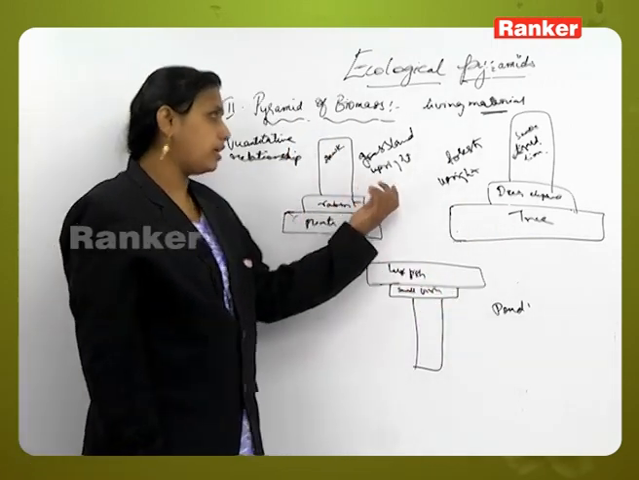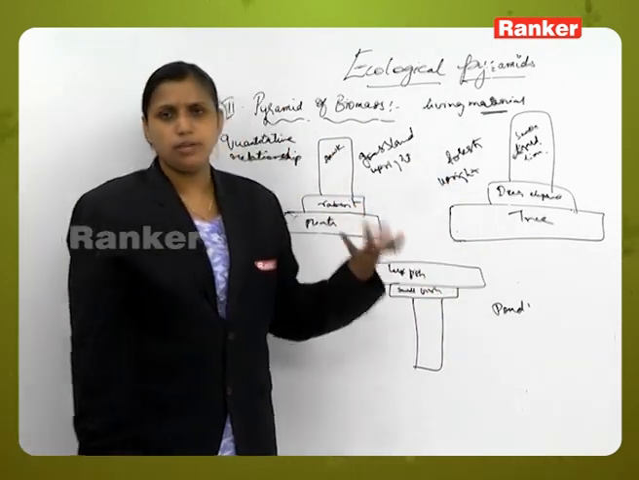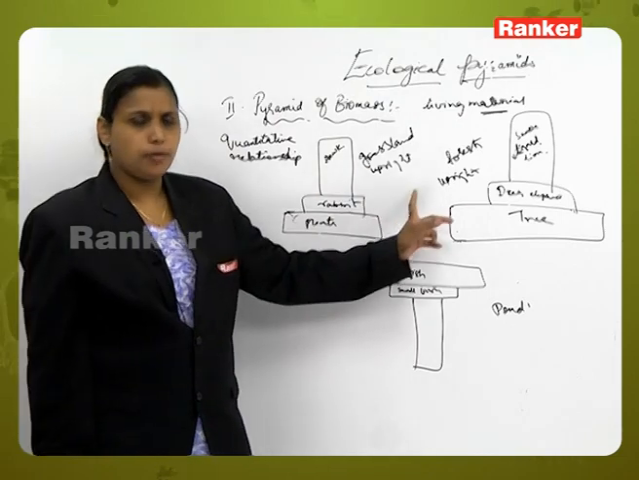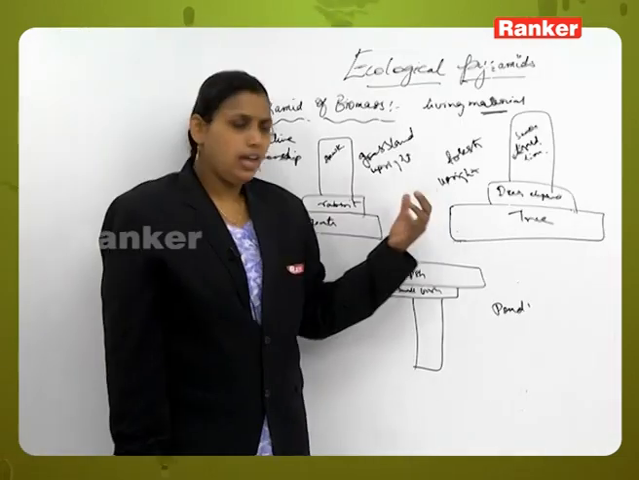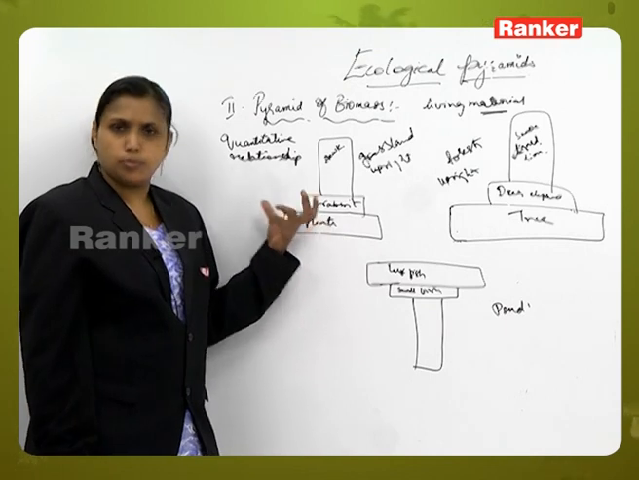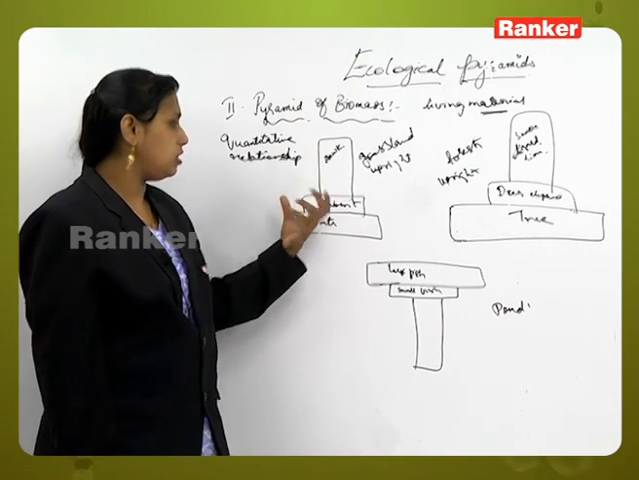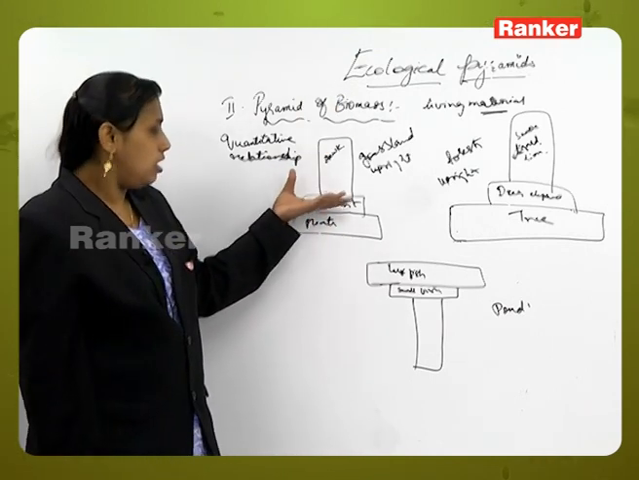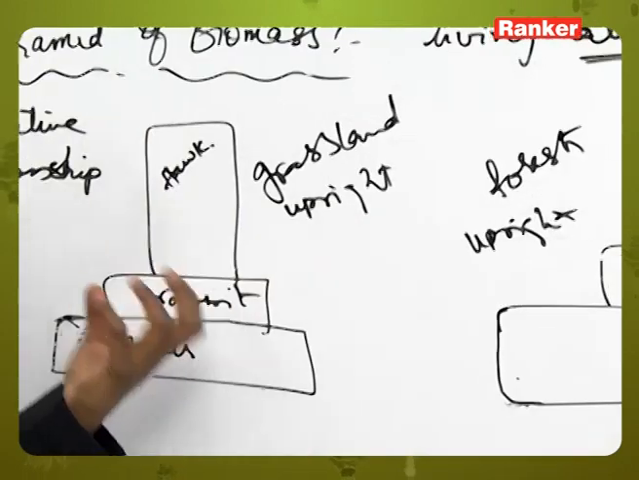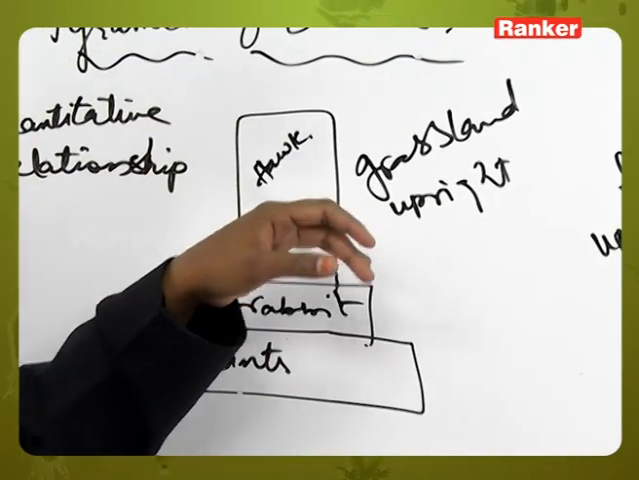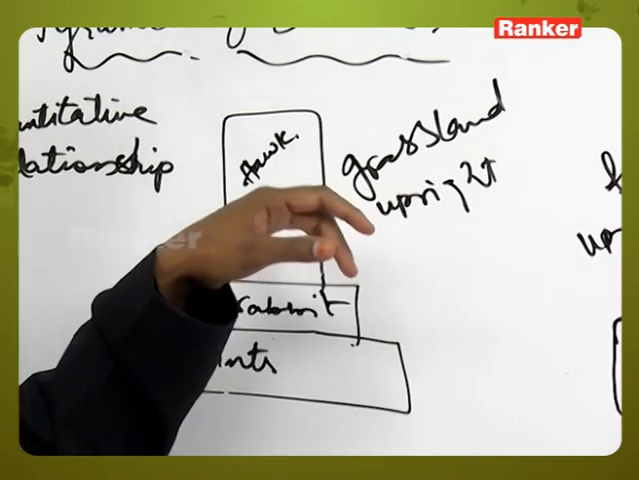Now, in the case of a grassland and forest ecosystem, it is the basic upright model. The shape of the pyramid of biomass is upright. As we know, it will have at the base the producers, then consumers and decomposers. It will have plants. Plants are eaten by rabbits, which are herbivorous animals. Herbivorous animals are further eaten by the top carnivores, that is hawks.